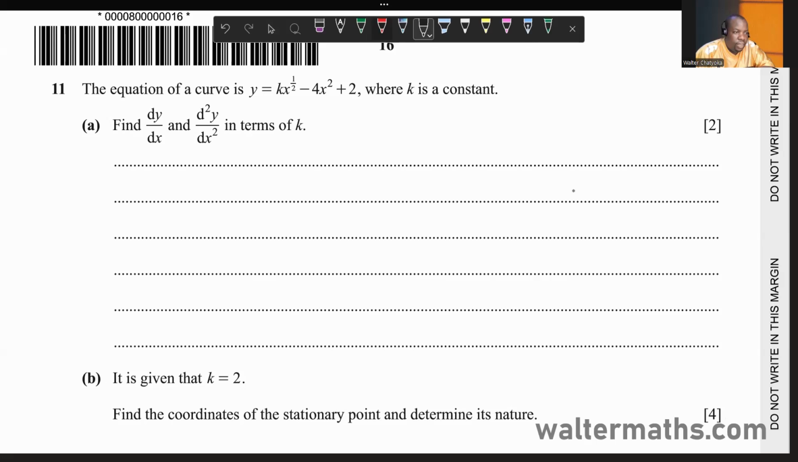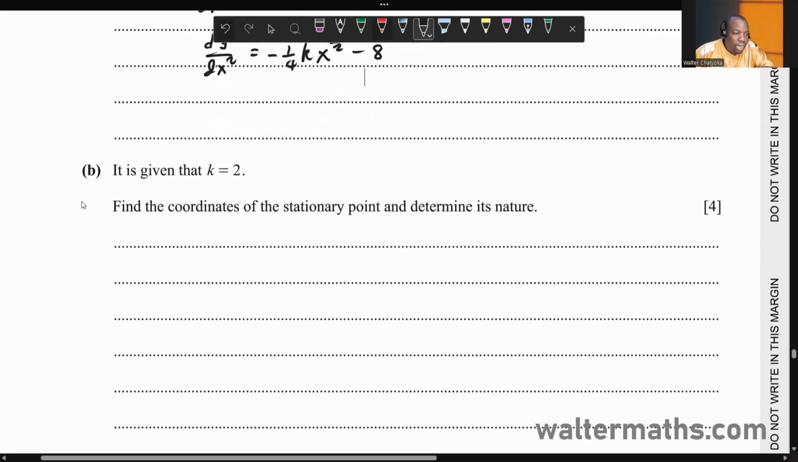All right. So let's start with dy by dx, which would be half of kx to the power of half minus 1, which is minus a half, minus 8x. And for d squared y by dx squared, that's going to be minus a quarter k x to the power of, actually, minus 3 over 2. Okay. So minus 3 over 2, minus 8. So that's what we're getting here.